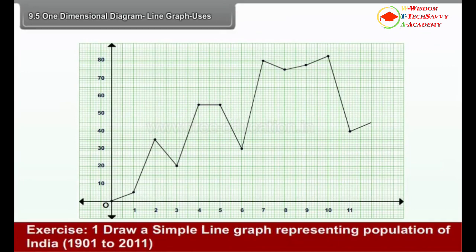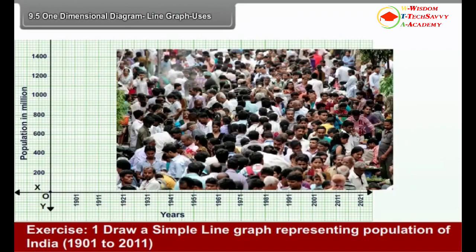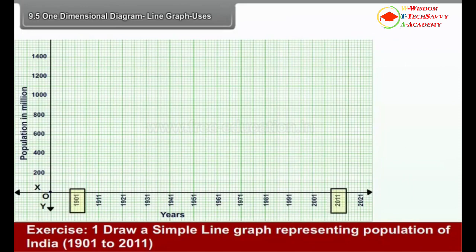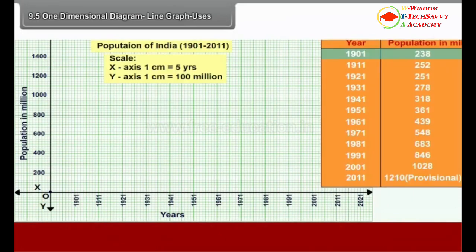Exercise 1. Draw a simple line graph representing population of India, 1901 to 2011. Year, population in millions. Year 1901, 238; 1911, 252; 1921, 251; 1931, 278; 1941, 318; 1951, 361.